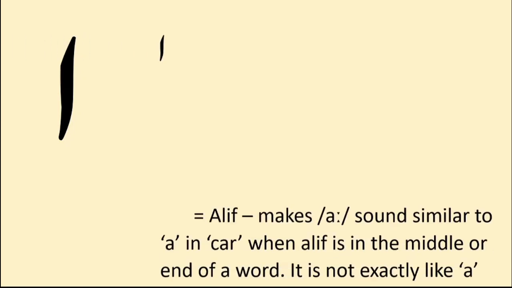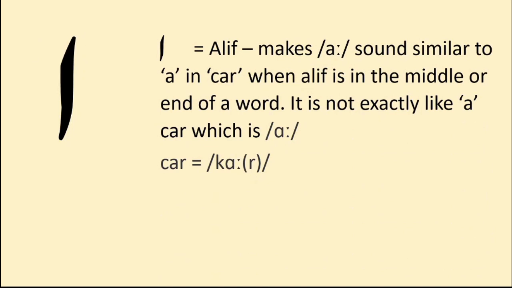Look at this letter. It looks like 1. Yeah? But it's not 1. It's alif. Now, alif is the first letter of the Urdu alphabet. And traditionally, when people teach Urdu, they start by teaching alif and they create a big confusion. I'll explain that confusion in a minute, right? So first of all, you need to remember this. This alif gives you a sound which is similar to the letter A in the English word car. But alif gives you this sound when it's in the middle or end of a word.